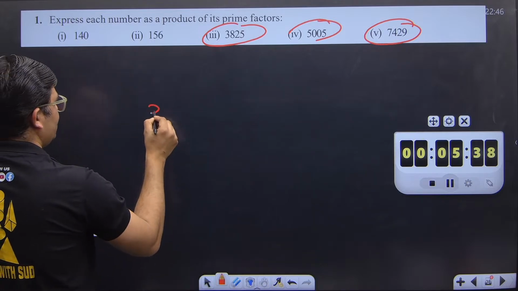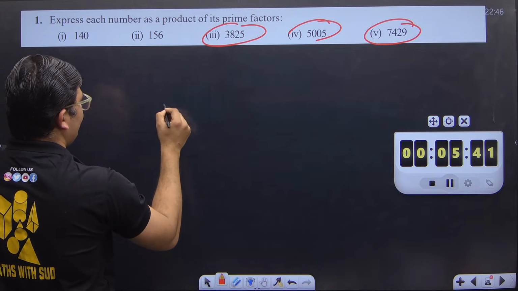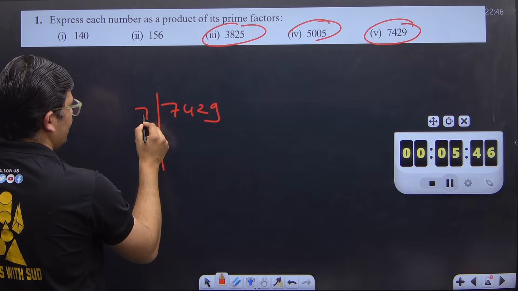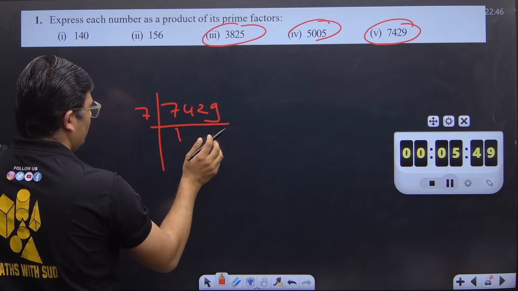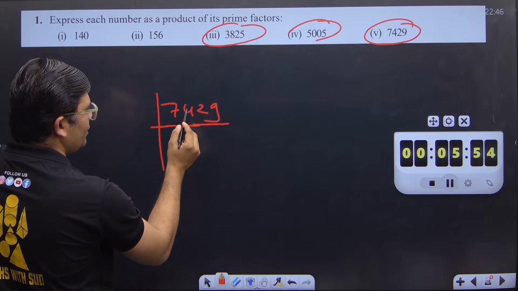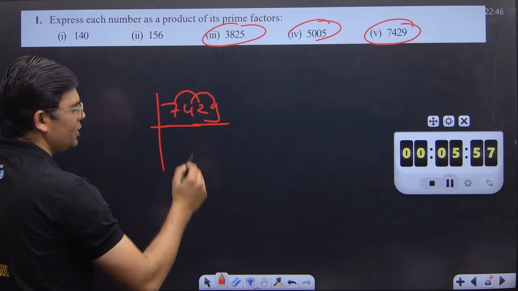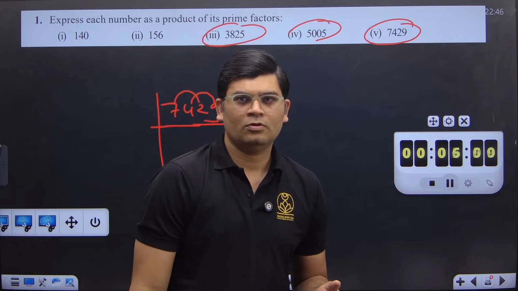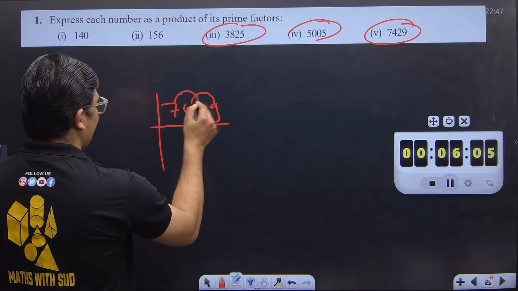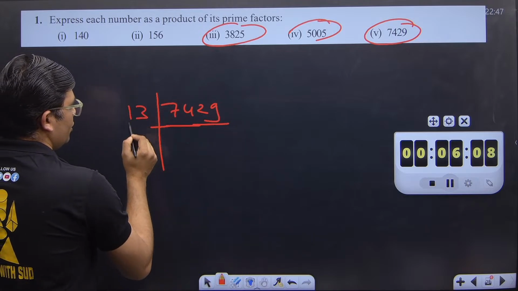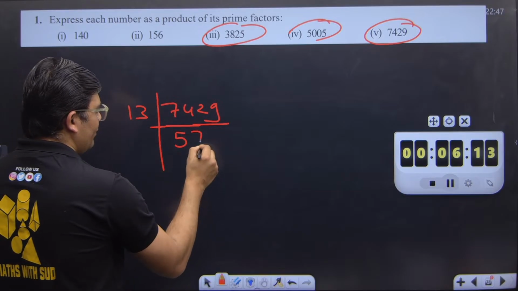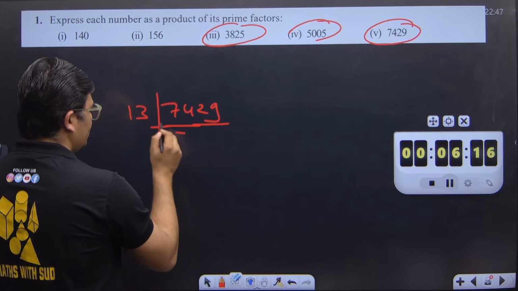So you have to divide this number, 7429, by, let us check it with 7. 7 into 1, no, it will not go, because 7 into 6 is 42, but it is 9. Then we can check with 11: 7 plus 2 is 9, 9 plus 4 is 13, so with 11 also it will not go. Let us check with 13. 13 into 5 is 65, then 92, then 13 into 7 is 91. Again it is not going by 13 as well.